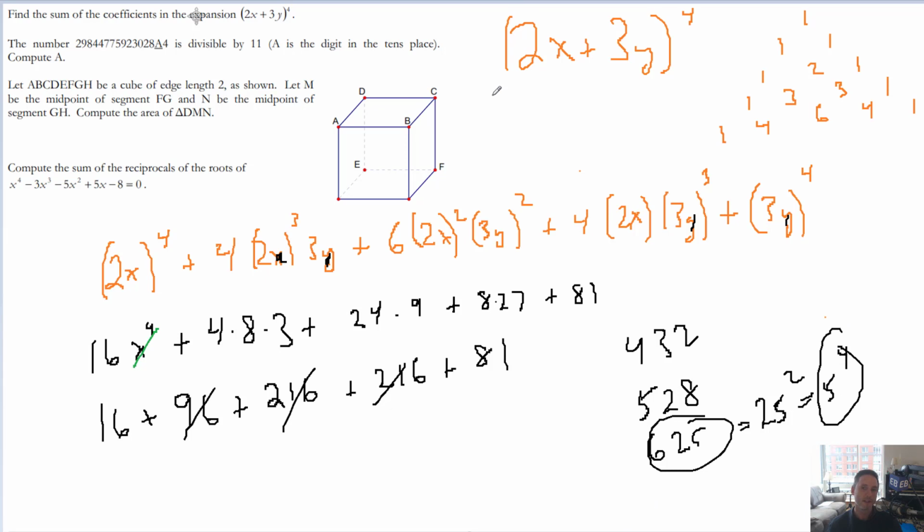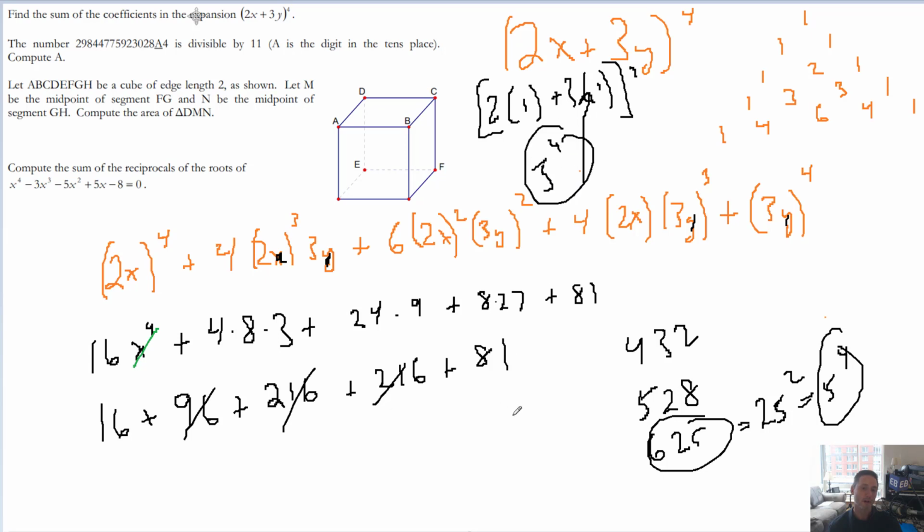Now remember what we did here at the end, we kind of ignored the x and y's. I said they don't matter, but you can almost assume that they are 1s, right? And if you assume that they were 1s, if you went up in here and said 2 times 1 plus 3 times 1 to the fourth power, you would actually get 5 to the fourth power. So 625 is the answer.